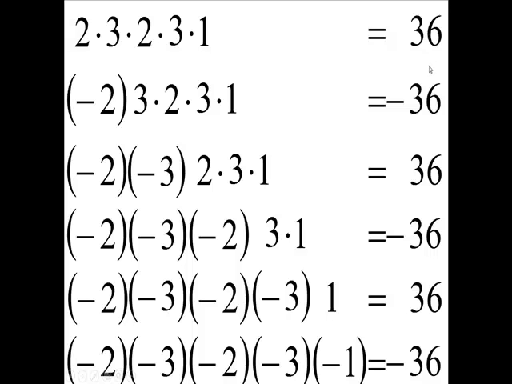You see a little pattern here? If you have 1 negative, it's negative. If you have 3 negatives, it's negative. If you have 5 negatives, it's negative. Count with me. 1, 3, 5. What's the next number? 7, isn't it? Okay. 7 negatives will be negative. Okay. But if you have 2 or 4 or 6 or 8 negatives, you're going to get a plus answer.